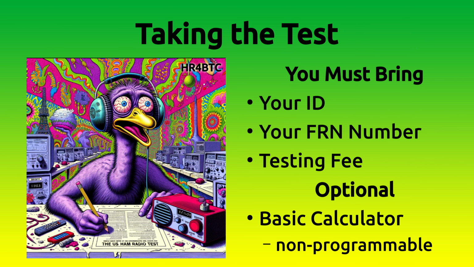So, for taking the test, you're going to need to bring a few things with you. You're going to need a government ID, driver's license, passport, the basics. You're going to need your FRN number that you just registered for. And you're going to need the test fee. They don't always do it, but if they do, it's like $10, $15 typically, goes towards the testing facilities, etc. You could bring a basic calculator. More than likely, they'll have calculators there for you. But if you do bring one, it's going to be non-programmable, very, very basic.